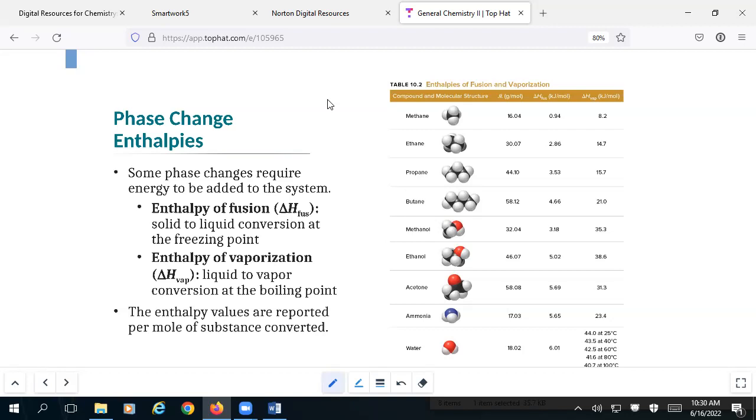For example, the enthalpy of fusion, delta H of fusion, sometimes referred to as the heat of fusion. This is the amount of energy that it takes to convert a mole of solid to a mole of liquid of that same substance. We're talking about that conversion between solid and liquid. So going back to our heating curve example, this is the amount of energy per mole that it takes to convert the solid ice, snow, into water.